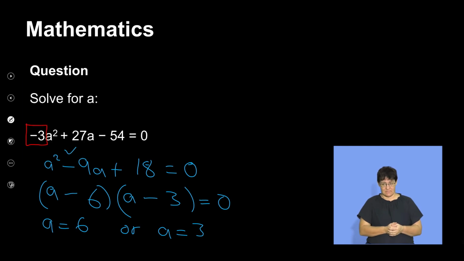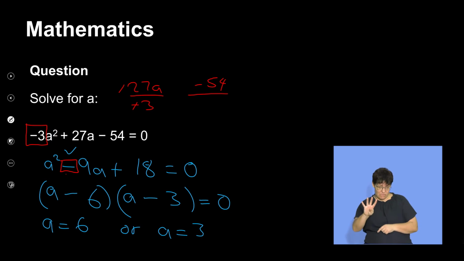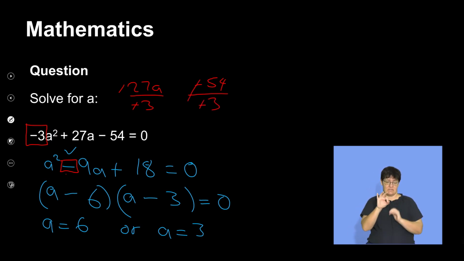Now, I just want to go back to show you guys how did my signs change, right? So this minus, it came about because I divided the 27a by negative 3, right? So negative and positive will give me negative, and then 27 divided by 3 is 9. Even with the 54, it was minus 54 divided by negative 3. So negative and negative gave me a positive. Then you divide those two, then it will definitely give you the 18.